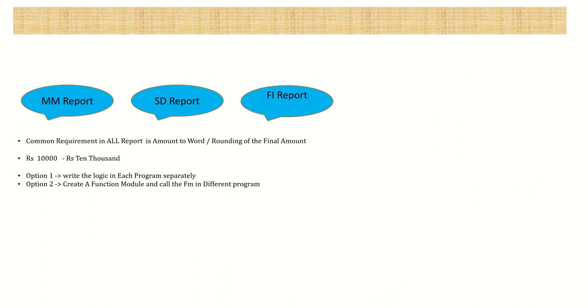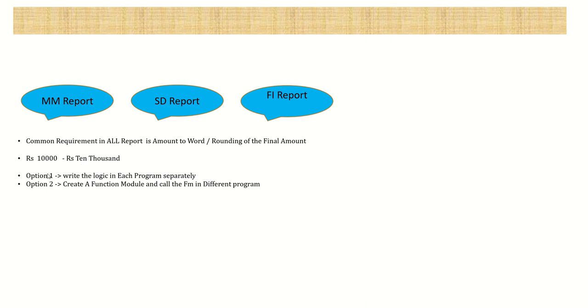So let's understand in more detail how exactly a function module is used. Consider a scenario, we have different reports like an MM report, SD report and FI report. And in all the reports, we have a common requirement to convert amount into words, or let's say rounding of the final amount. So this is a common requirement in multiple reports. Let's say the amount is 10,000 and we want in words: rupees 10,000.